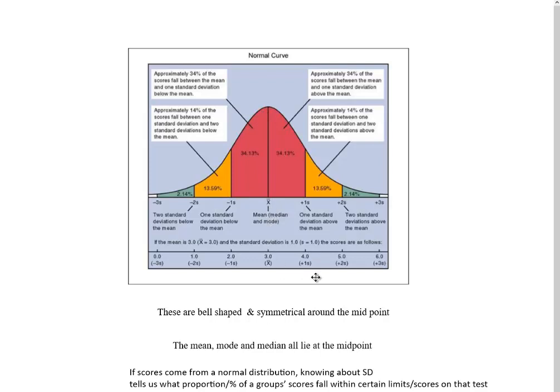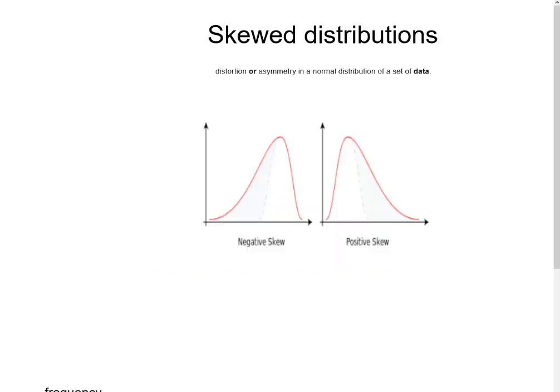The other thing that's really useful with normal distributions is that if we know we've got data from a normal distribution, knowing the standard deviation of the scores lets us work out the proportions or percentages of the group's scores that lie around this midpoint. Okay, so that's just a refresher. Knowing that, now let's look at skewed distributions.